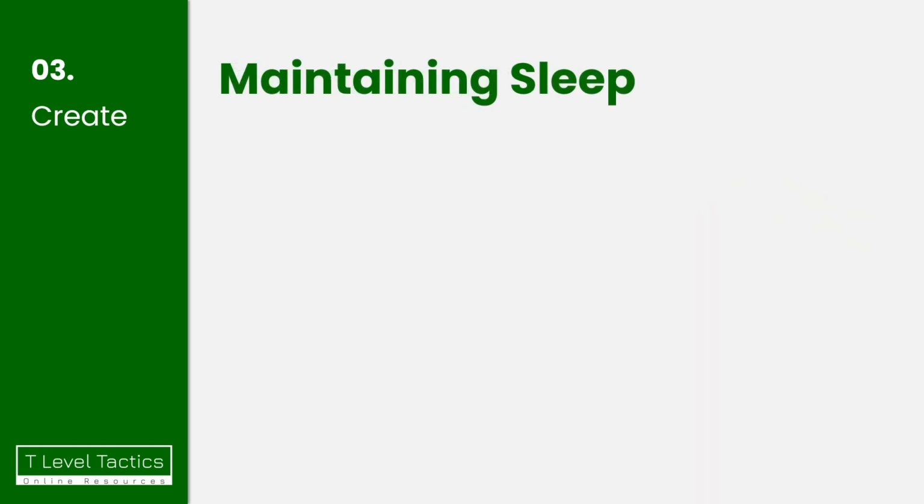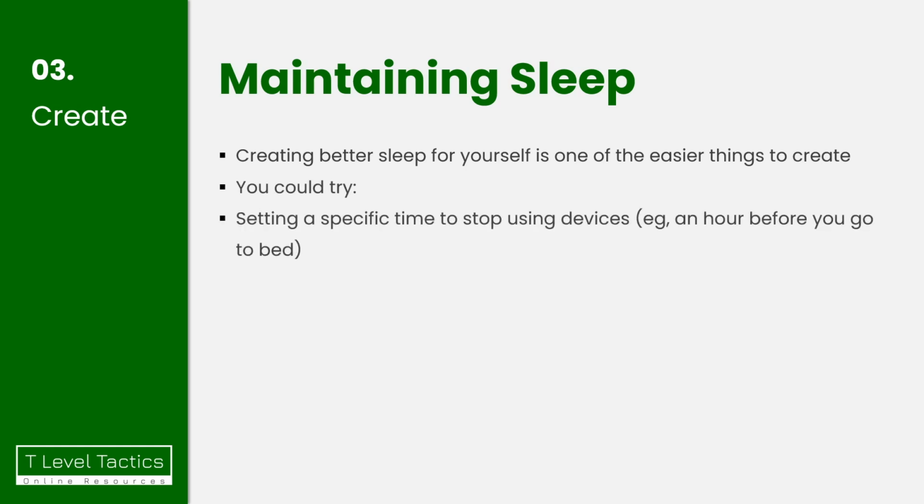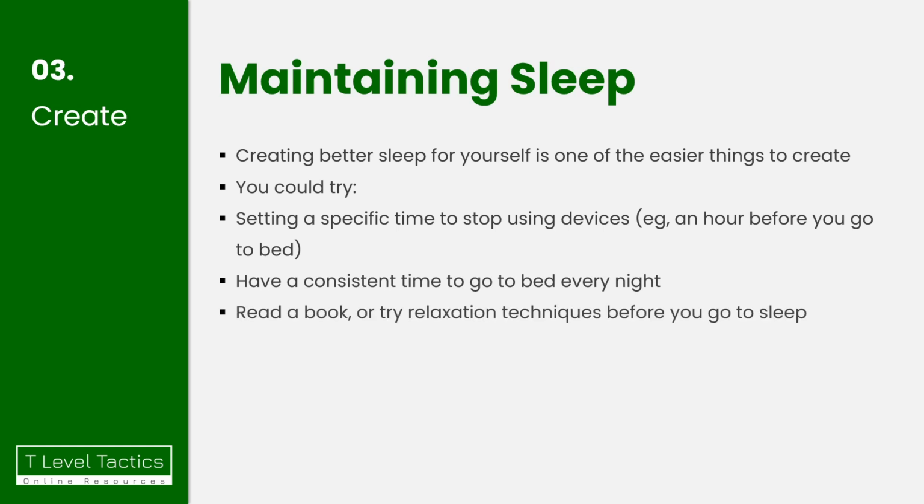There are also ways to help maintain your sleep. Creating better sleep for yourself is actually one of the easier things to do. You could try setting a specific time to stop using devices, for example, an hour before you go to bed. Make sure you have a consistent time to go to bed every night. You could try reading a book or different relaxation techniques before you go to sleep.